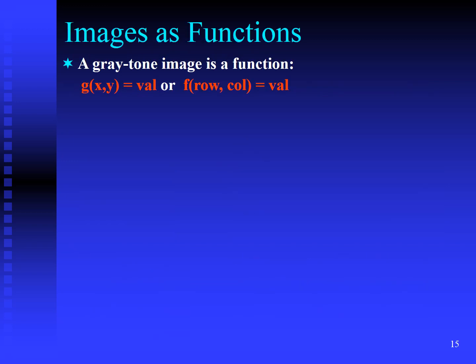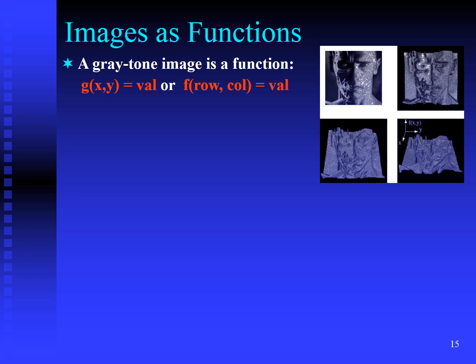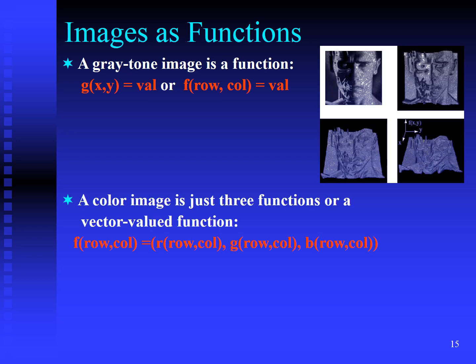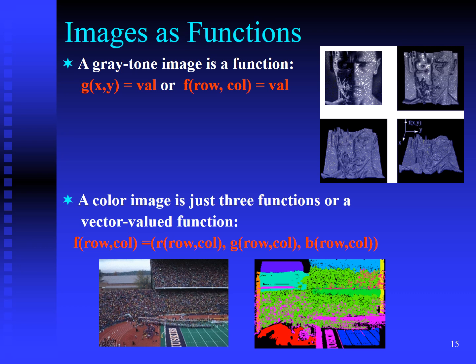Image as a function: you can consider an image as a function, in terms of intensity, equal to a value, or you can write f of row, column equal to a value, that is the intensity. A color image is a vector. It is an array of three numbers: red, green, blue, and image intensity is typically between 0 and 255.